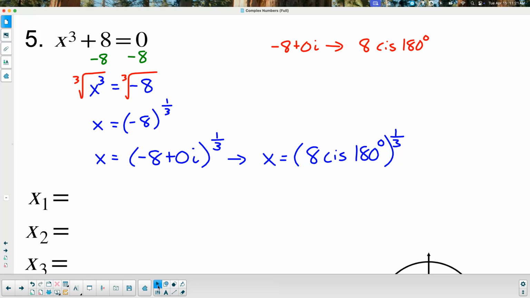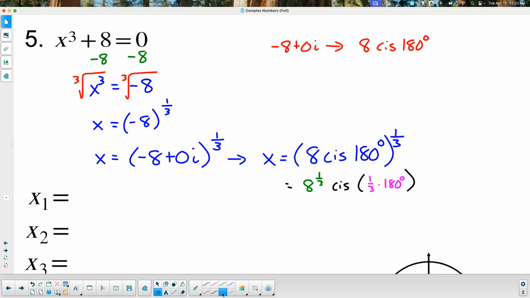Can I apply de Moivre now? A complex number in trig form to a power? I can apply de Moivre, right? Okay, so this is going to be 8 to the 1/3 power, correct? CIS of 1/3 times 180 degrees. Yes?